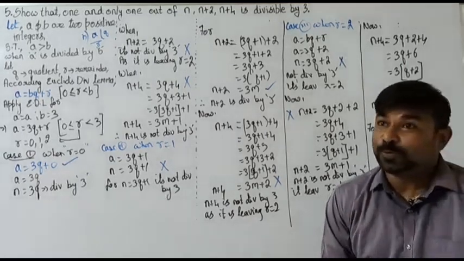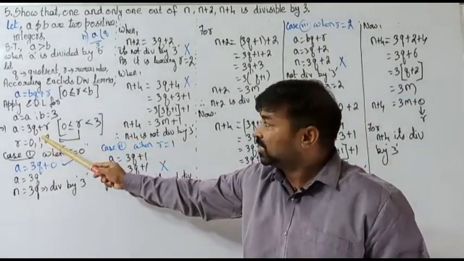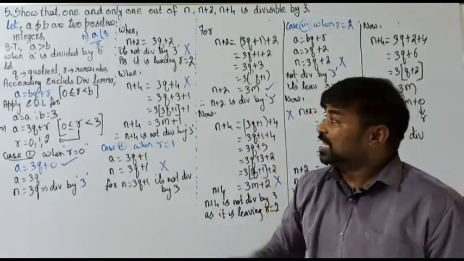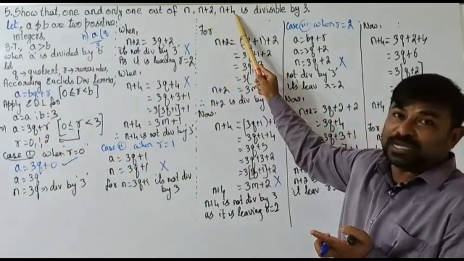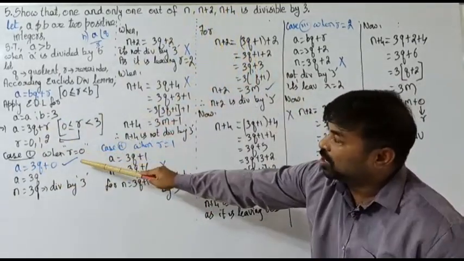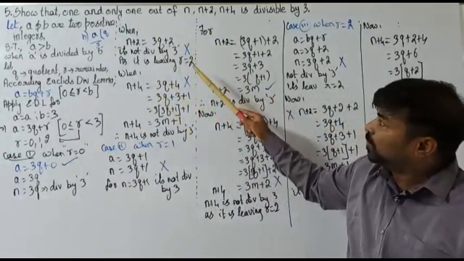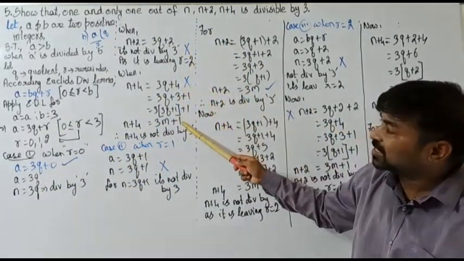So if you check it out properly here, case 1 is r equal to 0, case 2 is r equal to 1, case 3 is r equal to 2. In case 1, we are applying n, n plus 2, n plus 4. For all of them, only 1 is divisible. Why? Because it is a multiple of 3q. Not divisible, not divisible. Here not divisible as the remainder is 2. Here not divisible as the remainder is 1.